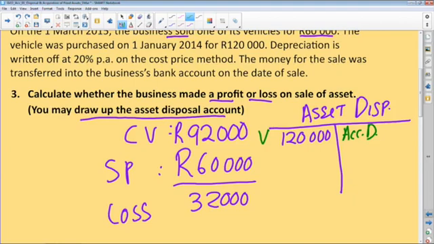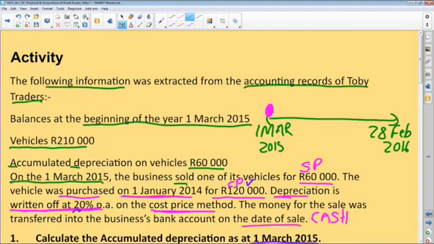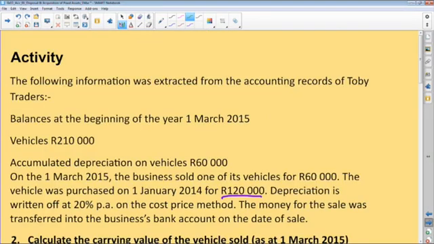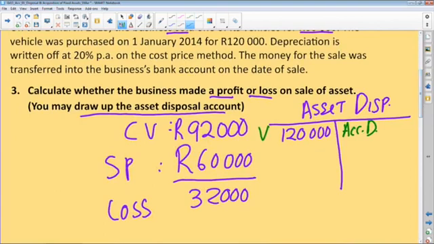Let's just quickly go back to that calculation because I can't remember the amount. So my accumulated depreciation was 28,000. So let's fill that in. Okay, so accumulated depreciation, an amount of 28,000. Right, the selling price, it was sold for cash. Remember, the money was deposited or transferred into the business's bank account. So the contra account, so the other account affected in the general ledger is bank, and the selling price, an amount of 60,000.